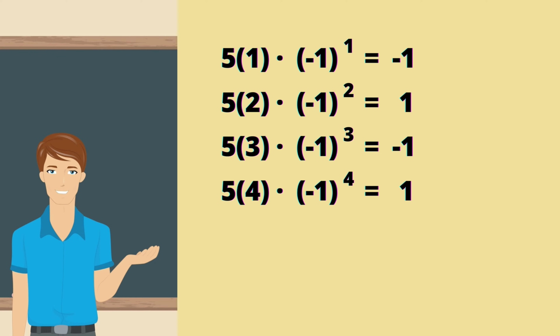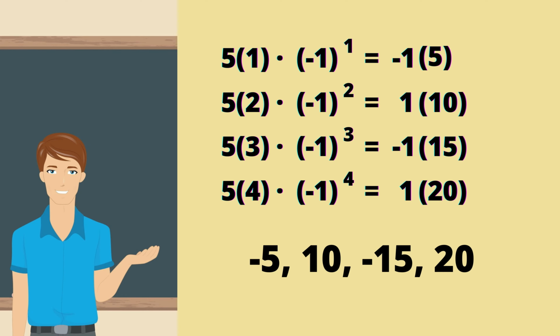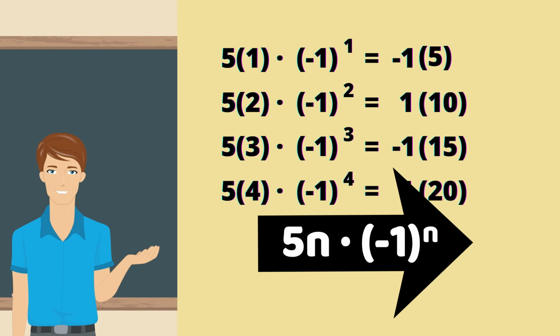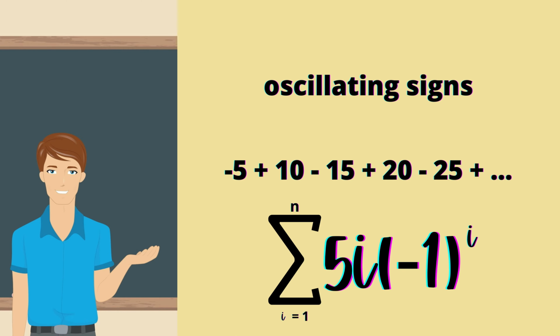Now what if we multiply the sequence by 5 times 1, 5 times 2, 5 times 3, 5 times 4, and so on? We must be able to get the sequence -5, 10, -15, 20, and so on. Then we can use the general rule for this sequence as 5 times n times -1 raised to n, where n represents numbers from 1 to n. We can just replace n with i, so that our sigma notation would be the summation of 5i times -1 raised to i, as i goes from 1 to n.